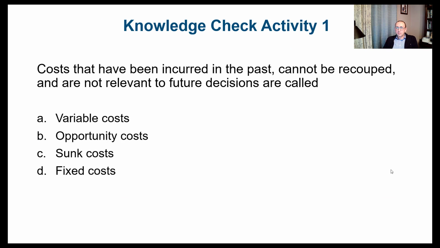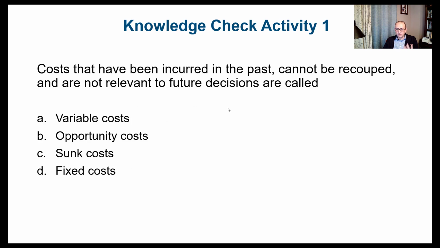So let's try to test our knowledge, and that's our very first knowledge check for this chapter. It says here, costs that have been incurred in the past cannot be recouped and are not relevant to future decisions. What do we call them? Is it variable cost, opportunity cost, sunk cost, or fixed cost? I think the words incurred in the past cannot be recouped make it very easy, because it's sunk cost, and sunk costs are not relevant anymore.